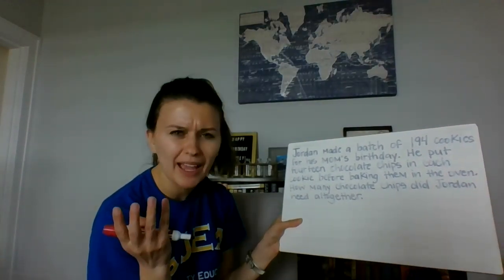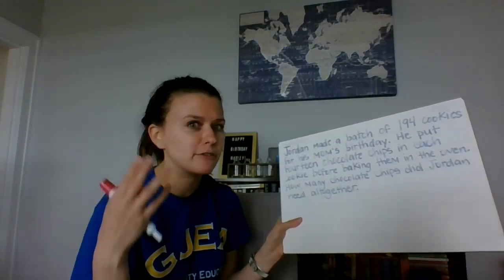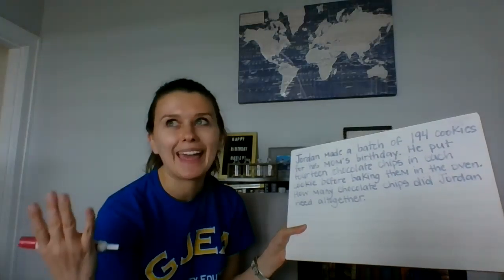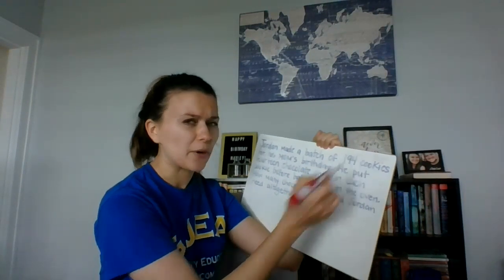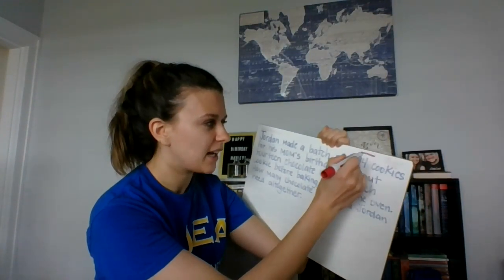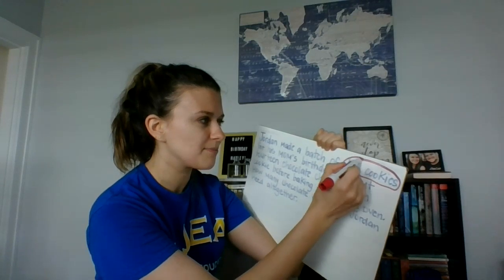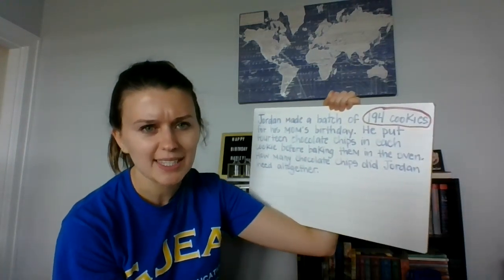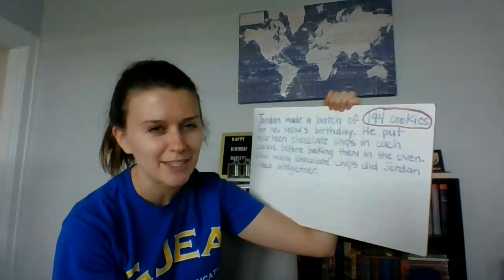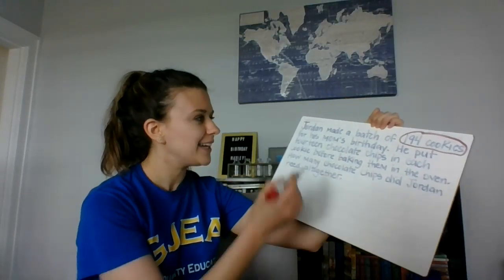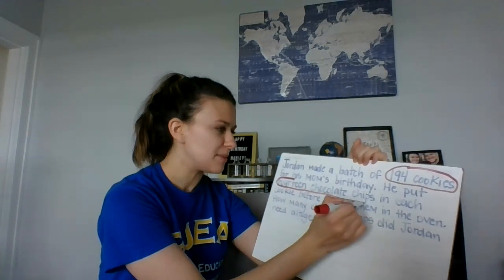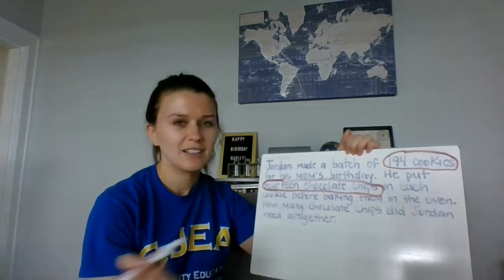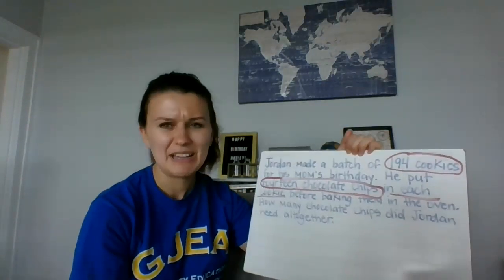Well, let me go back through this problem again. I read through it, I pictured it in my head, but now I want to go back and look. I know that he made 194 cookies. I want to circle that information. It's important. It's something I gotta use to solve this problem. And I know that he put 14 chocolate chips in each cookie. I'm gonna underline that.